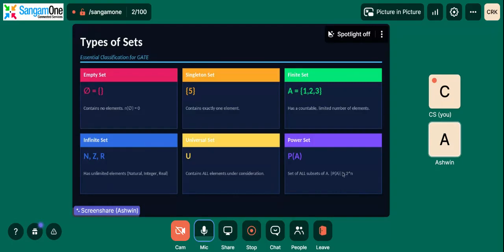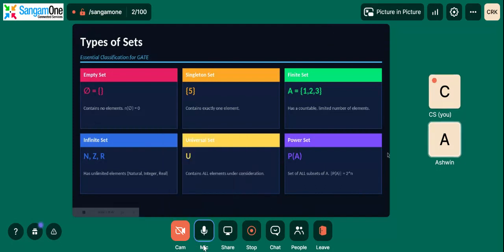That overall collection of subsets is called the power set, and the formula is 2 to the power of n, where n corresponds to the number of elements in that set. So if there are three elements in a set, the power set will contain eight elements, including the null set. Yes, exactly, sir.